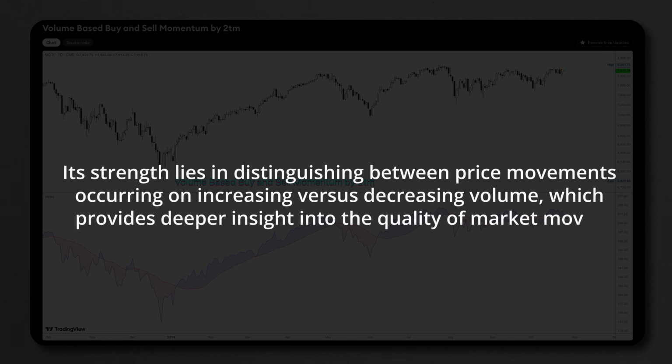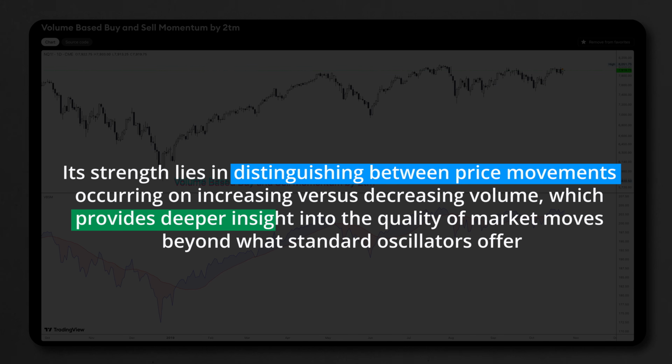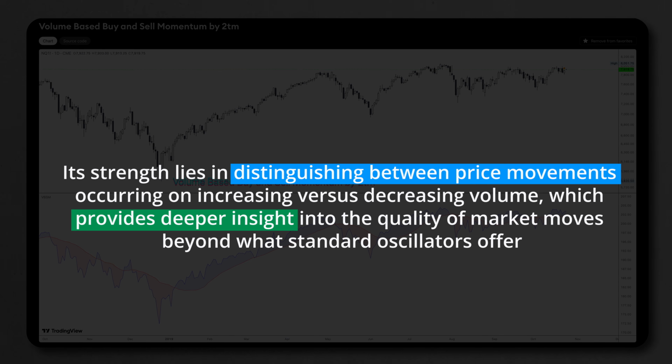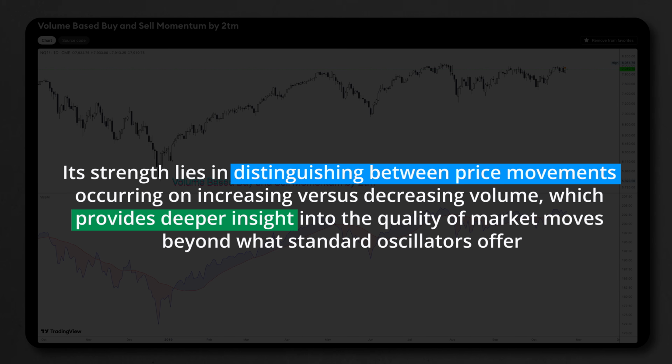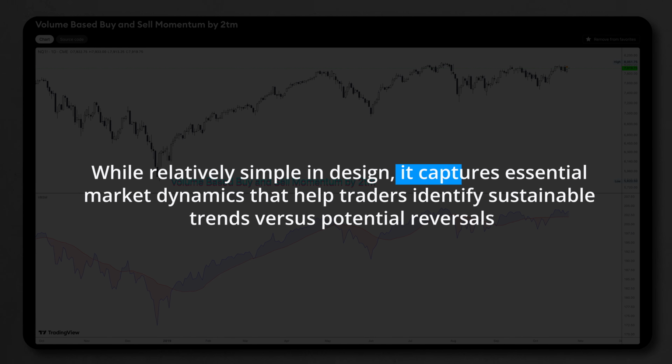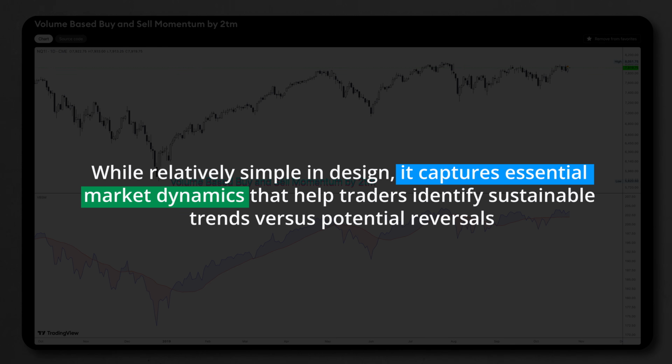Its strength lies in distinguishing between price movements occurring on increasing versus decreasing volume, which provides deeper insight into the quality of market moves beyond what standard oscillators offer. While relatively simple in design, it captures essential market dynamics that help traders identify sustainable trends versus potential reversals.